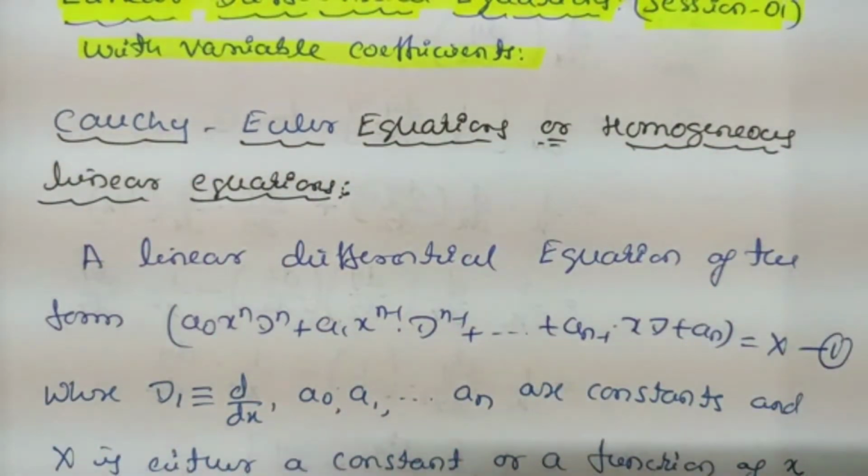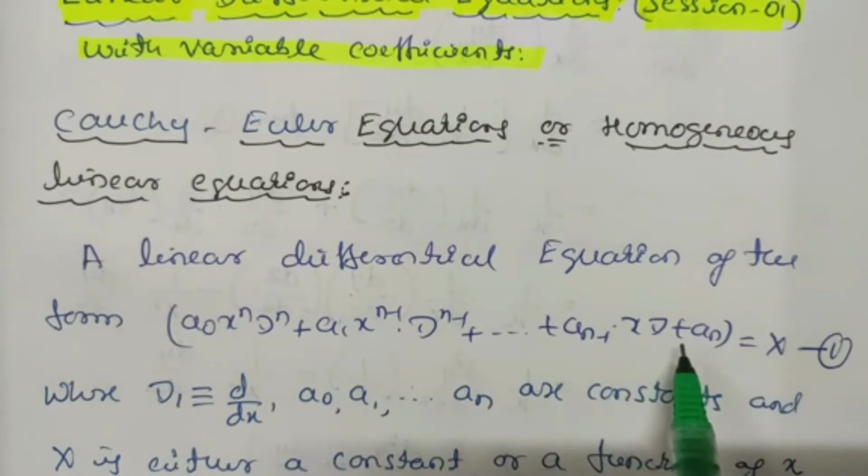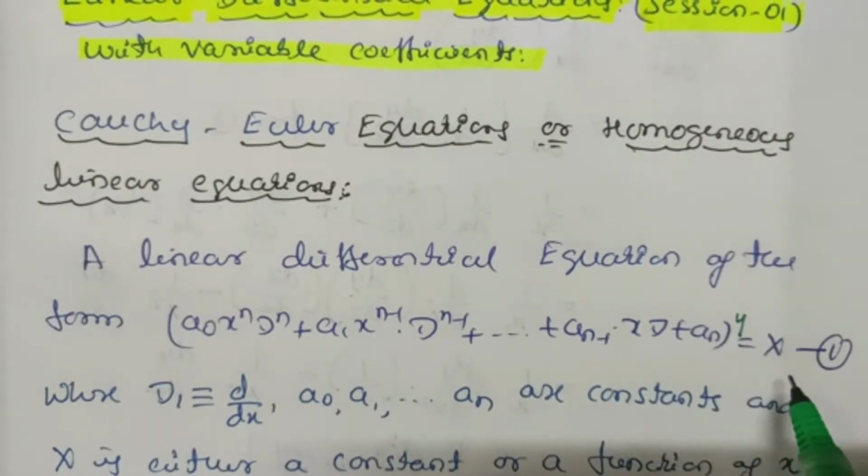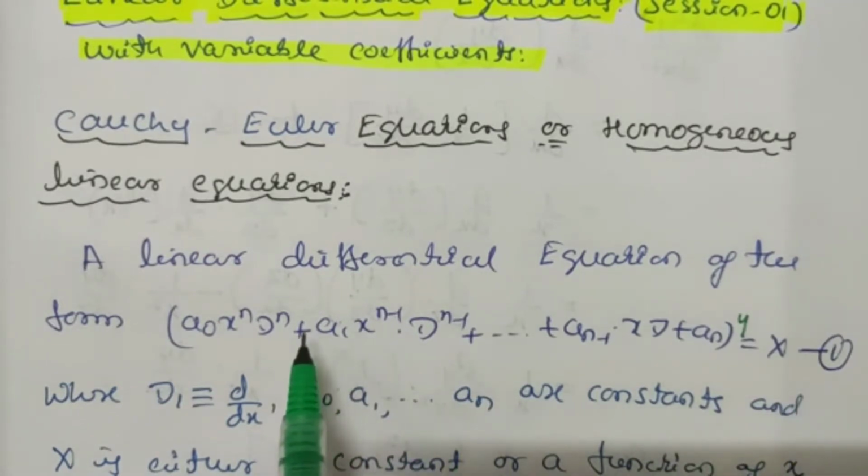So a linear differential equation of the form a0 x^n D^n plus a1 x^(n-1) D^(n-1) etc., up to a(n-1) x D plus an, of y is equal to X. Take this as equation number 1. In the last sessions we studied linear differential equations with constant coefficients.